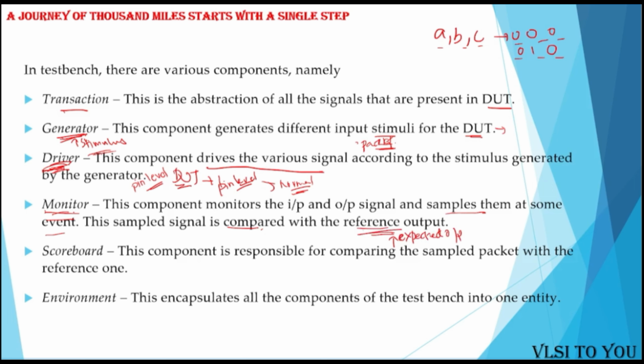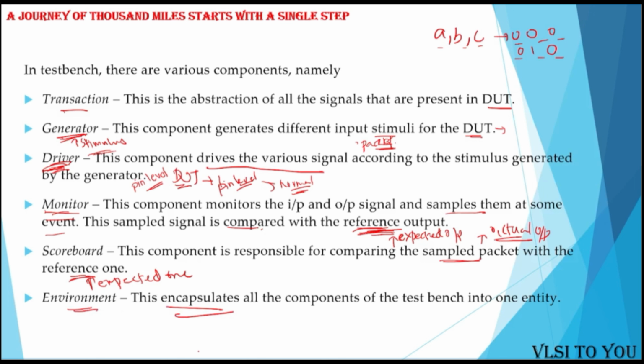So what does the monitor do? It will be sampling those signals and giving them to the scoreboard, where they will be compared with the reference output. The scoreboard is responsible for comparing the sampled packet with the reference one. Sampled packet, in normal words, is the actual output, and the reference one is nothing but the expected output. So it will be comparing, and if there is any mismatch between the actual output and the expected output, then the necessary measures will be taken.